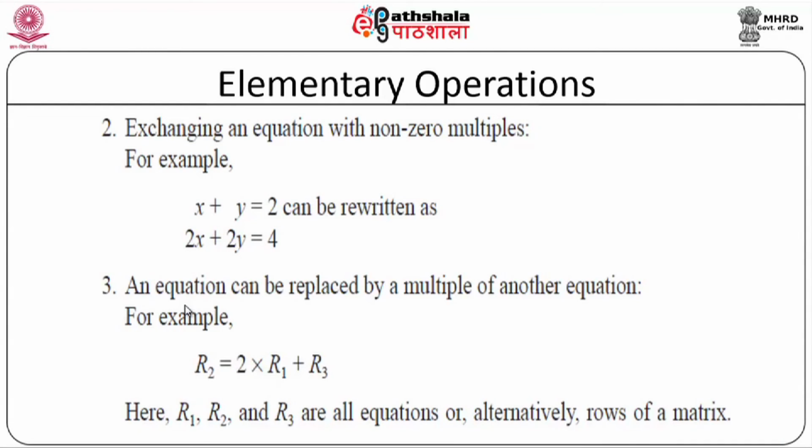The second operation is multiplying by non-zero multiples. For example, we can multiply the equation throughout by a constant, or we can divide the entire equation by a constant, something like this. And thirdly, we can replace one equation by a multiple of another equation. For example, in this case you can see that R1 is multiplied by the constant 2 and row 3 is added to give the resultant new row R2. So, these are the elementary operations.